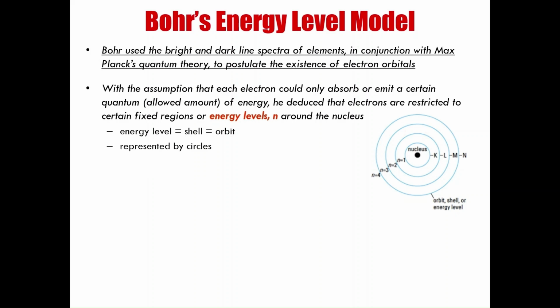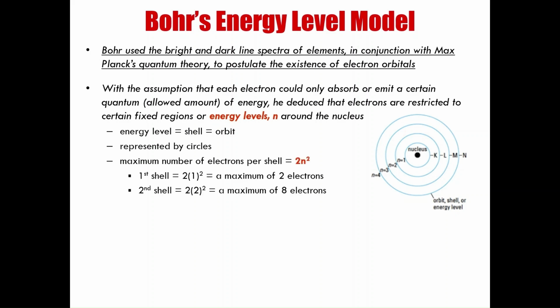And of course, each one of those shells, orbitals, or energy levels are represented by circles in a two-dimensional model. And the maximum number of electrons per shell or per orbital is 2 times n to the power of 2. And of course, n being the number for that orbital. So if you're in orbital 2, it would be 2 times 2 to the power of 2. Okay? So what are Bohr's conclusions?